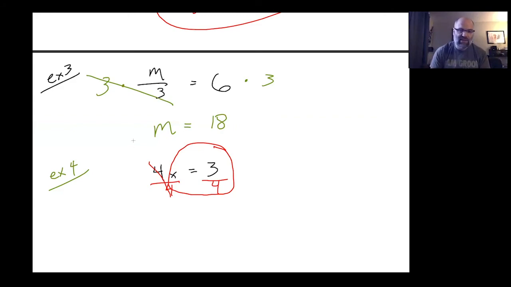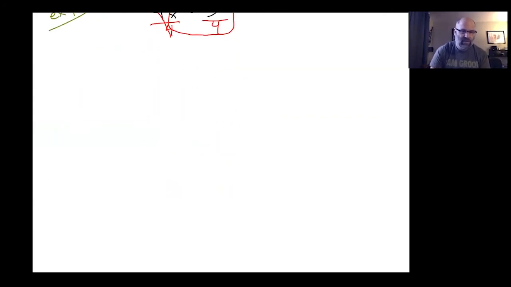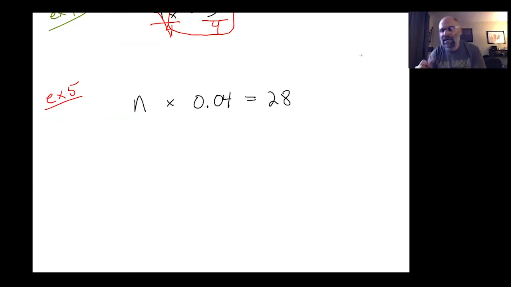All right, I've got one more example. Let's see if you guys can do this on your own. Ready? Here's example 5. N times 0.04 equals 28. Solve for n. Ready, go.